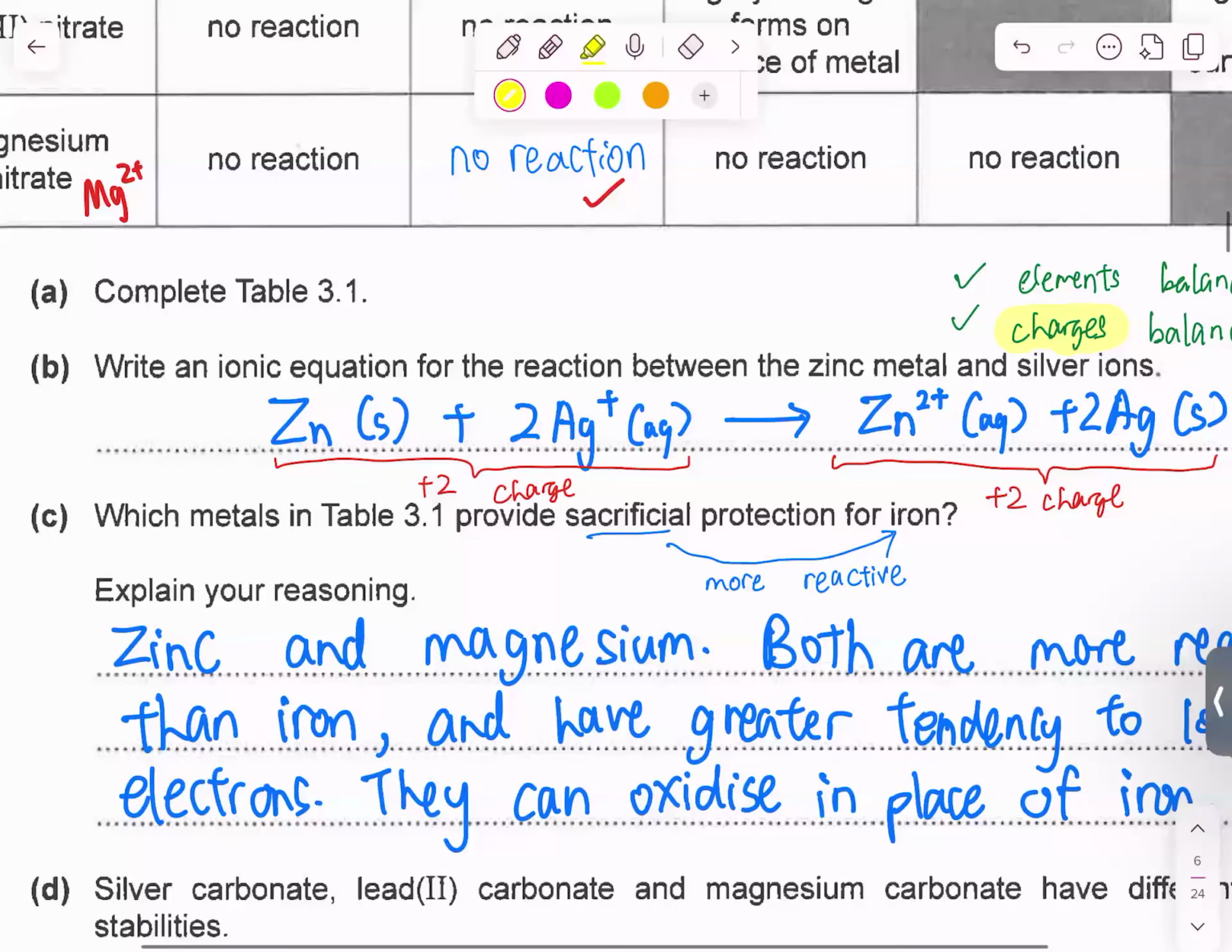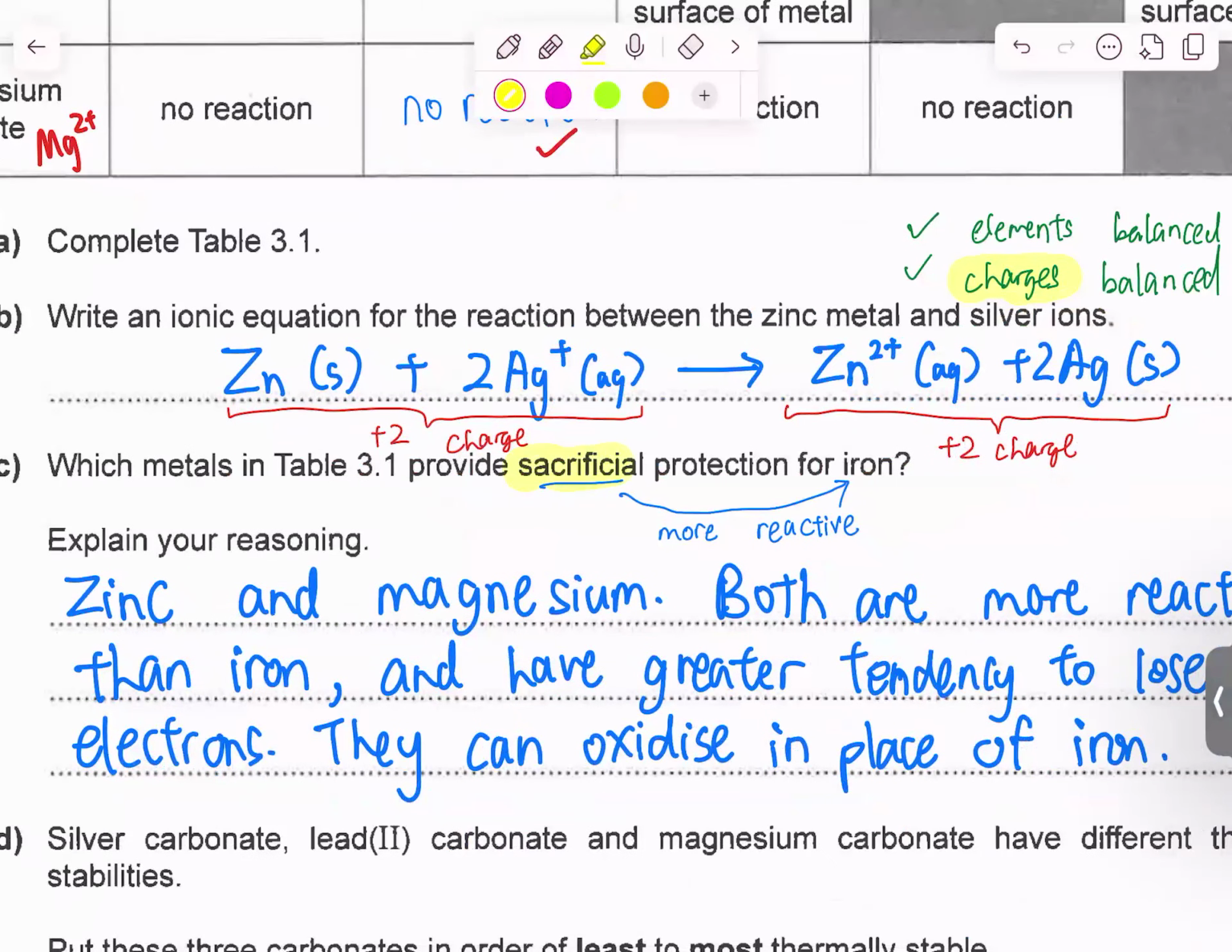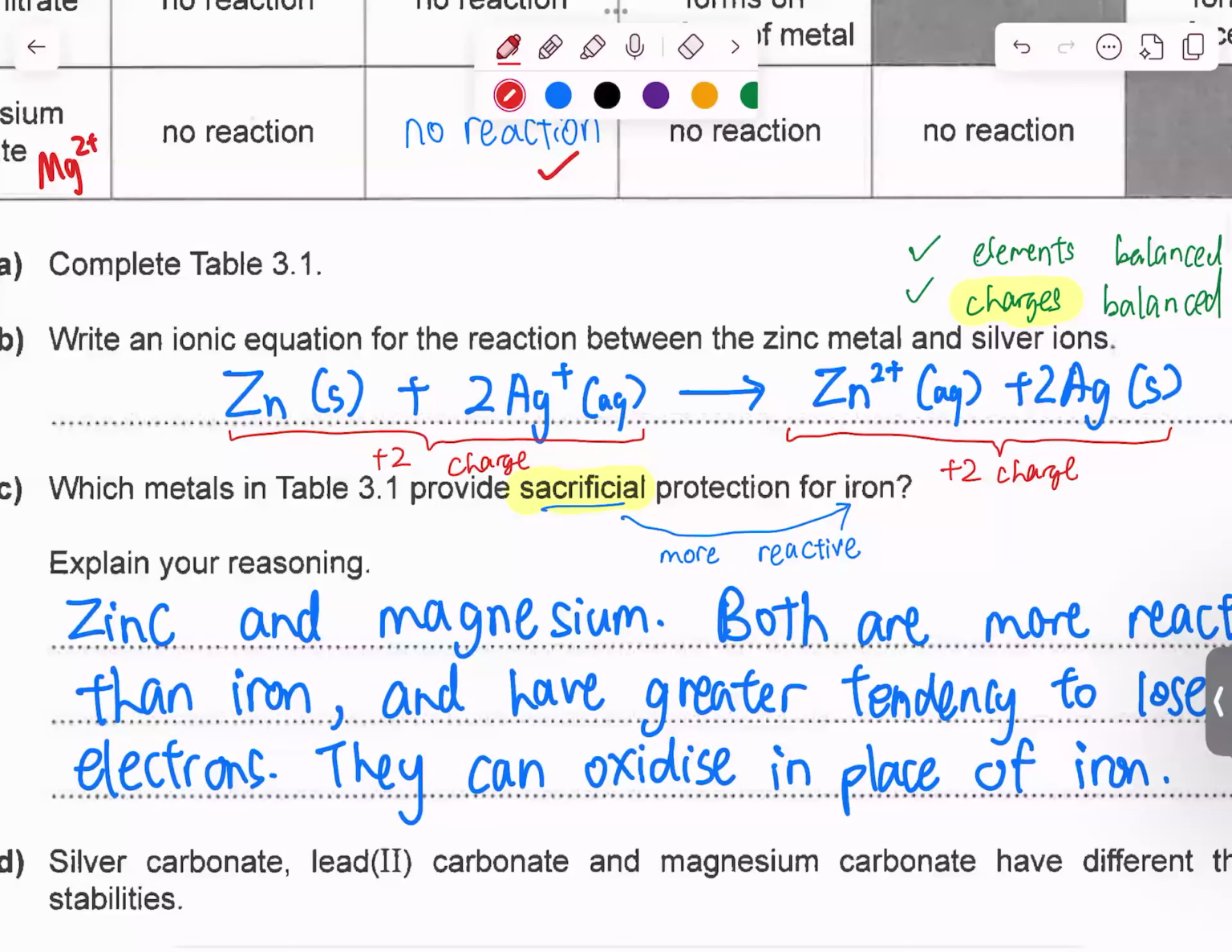Part C: which metals in Table 3.1 provide sacrificial protection for iron? So what does sacrificial protection mean? What does sacrifice mean? Sacrifice in terms of what? In this case, it is sacrifice in terms of oxidation, in terms of reaction, in terms of forming the cation. So in order to react in place of iron, to sacrifice itself for iron, it must be more reactive than iron, isn't it? Otherwise, how is it going to sacrifice itself for iron?